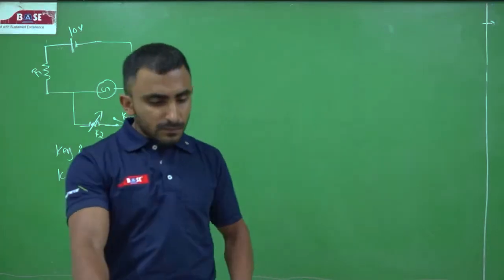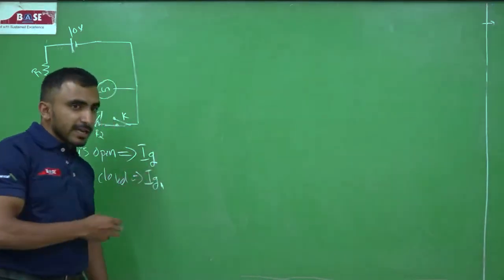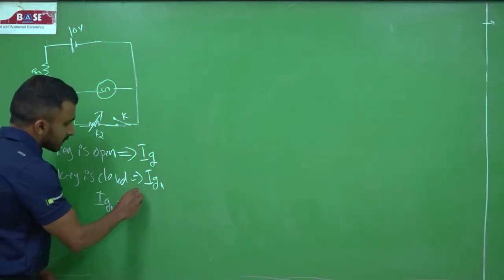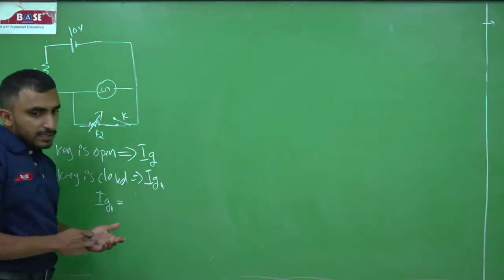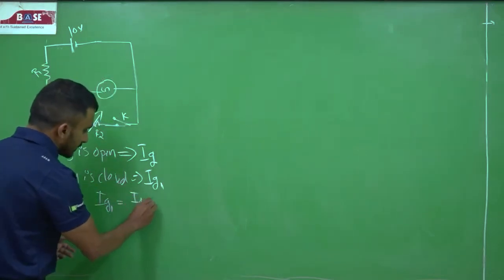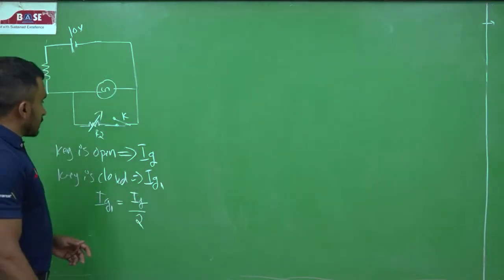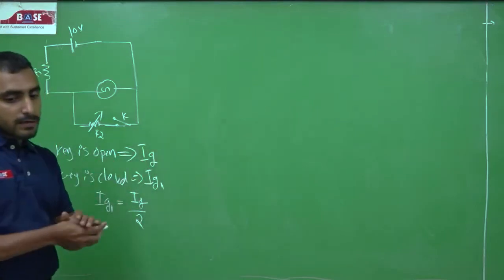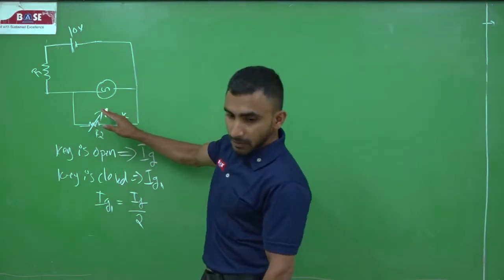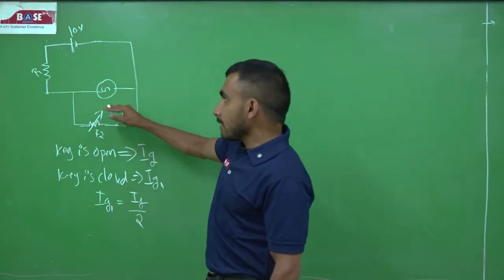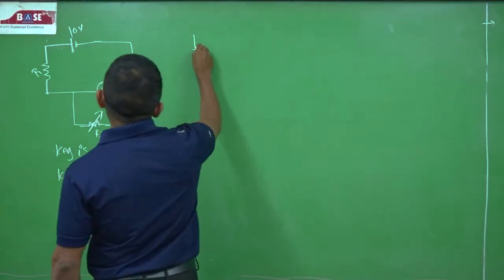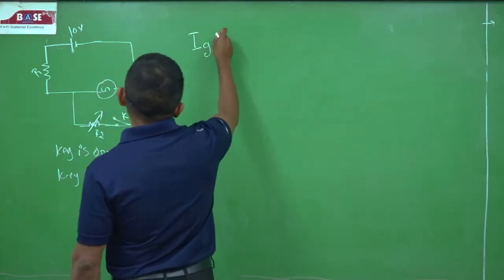For that, first we can understand the question they have given. Ig1 is nothing but half of the initial current, that is, half of Ig. Okay, this is the thing. So when the key is open, the current will be flowing through here only, right? When the key is open, you can find out the resistance. The resistance will be nothing but, Ig is the current going through the circuit.